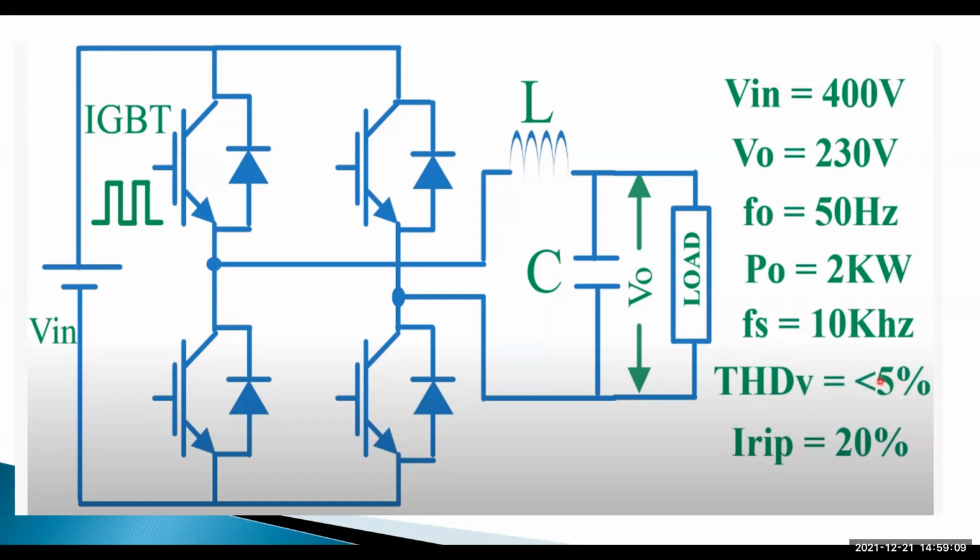If you use bipolar switching, we will get more switching and more harmonics. Unipolar has fewer harmonics. That's why THD must be maintained less than 5%, and the ripple is 20%.